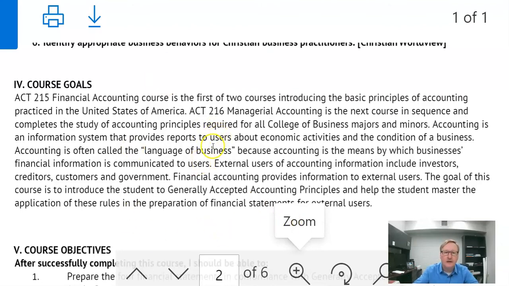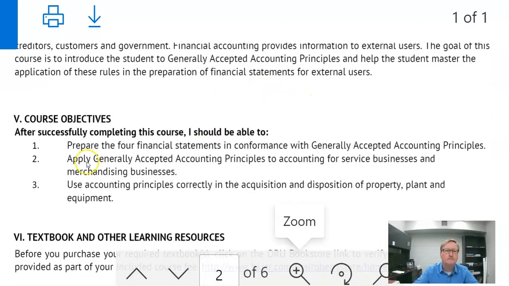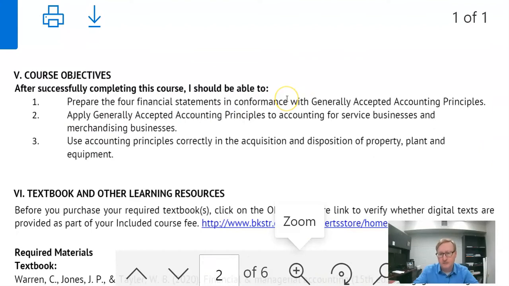I don't really want to get into that right now. You'll cover some of that in your chapter 1. But here are the course objectives for this specific course, which is the financial side. Prepare financial statements in conformance with generally accepted accounting principles. This is also shortened to GAAP, so maybe you've heard of GAAP. Apply GAAP to accounting for service businesses and merchandising businesses, and you'll learn what those are in the first couple chapters. Use accounting principles correctly in the acquisition and disposition of property, plant, and equipment.